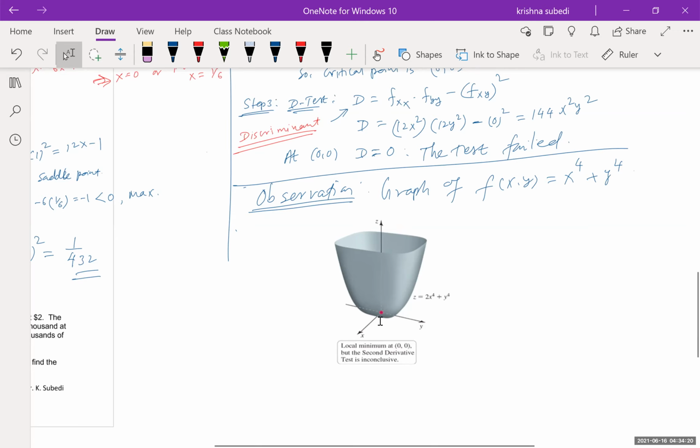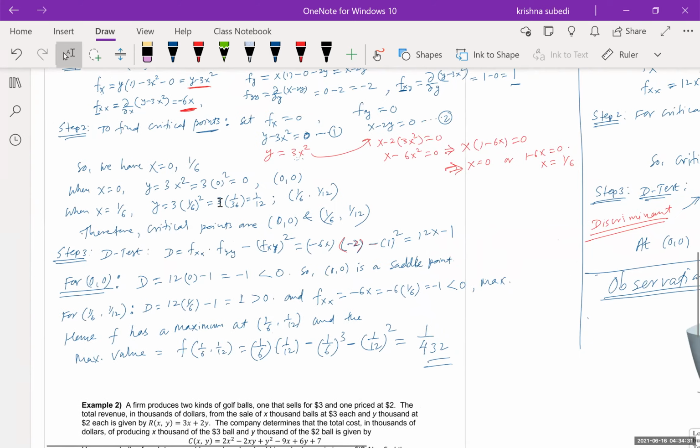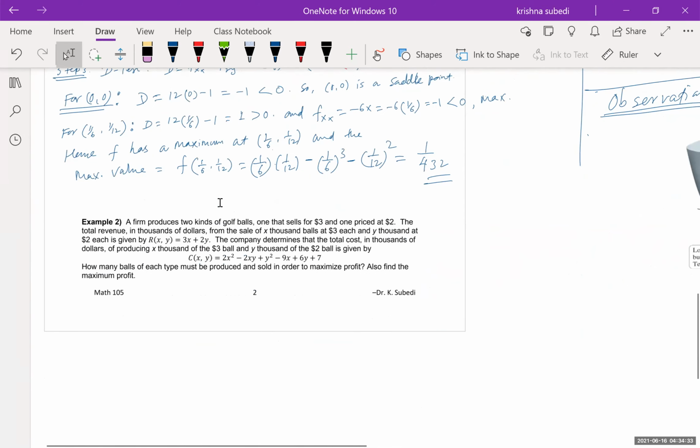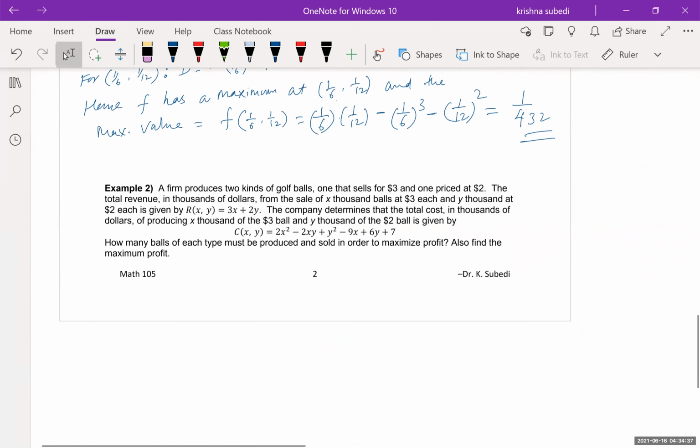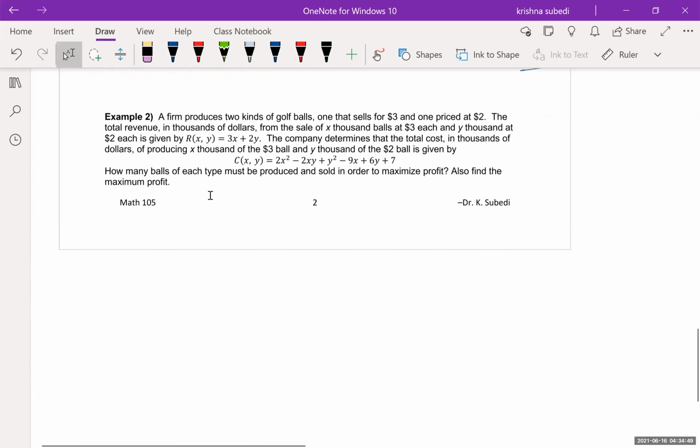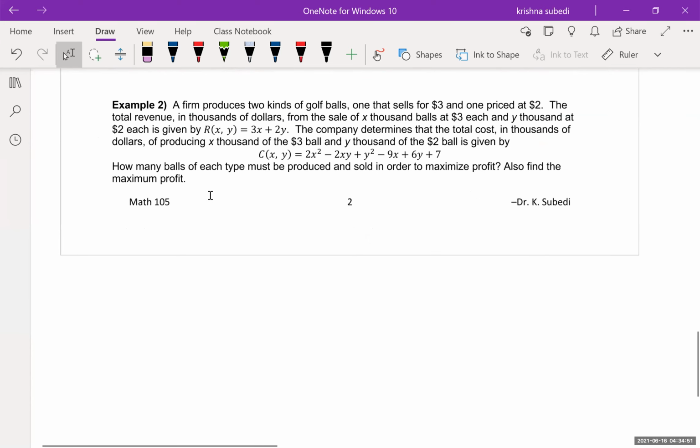With this, I want you to try part A yourself later, but let us quickly use this concept to solve real world problems, this example 2, and then you'll try part A from example 1 on your own. Let's try example 2 together quickly.